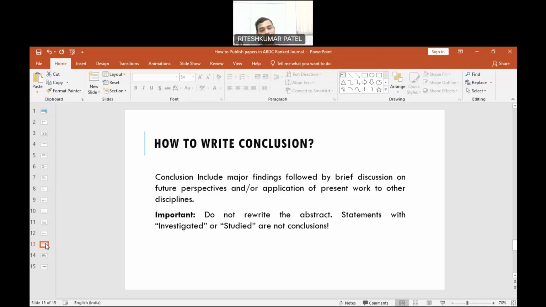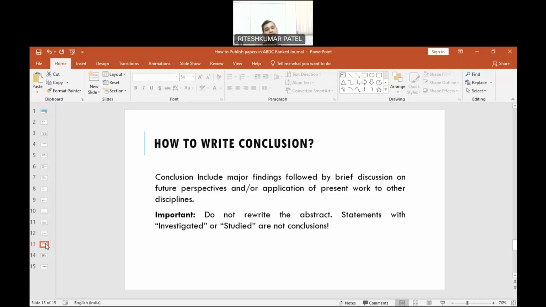Now moving to the conclusion, how you can write the conclusion. The conclusion includes major findings followed by a brief discussion on future perspectives and or applications of the present work to the discipline. You need to be very careful when writing a conclusion, because after the abstract, it is only the conclusion which shows the entire crux of your study.